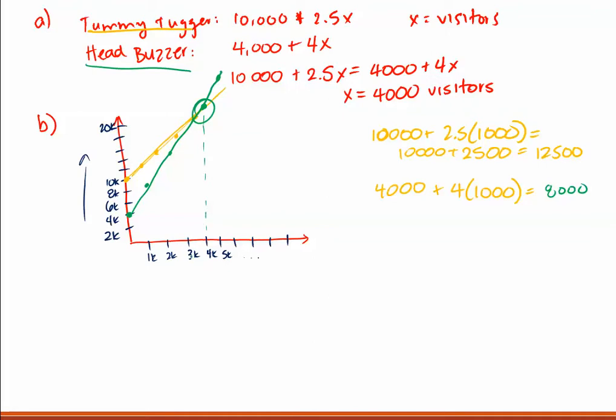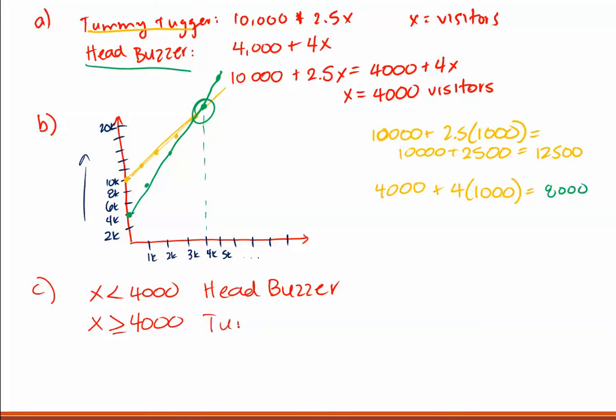And this is the thing. Part C is asking me, what are the ranges? If X is less than 4,000, meaning if I have fewer visitors, remember that these are costs, so I'm actually going to want the cheaper one. The cheaper one from 0 to 4,000 is the Head Buzzer, right? The green one. While where X is greater than or equal to 4,000, let's go for the Tummy Tugger.